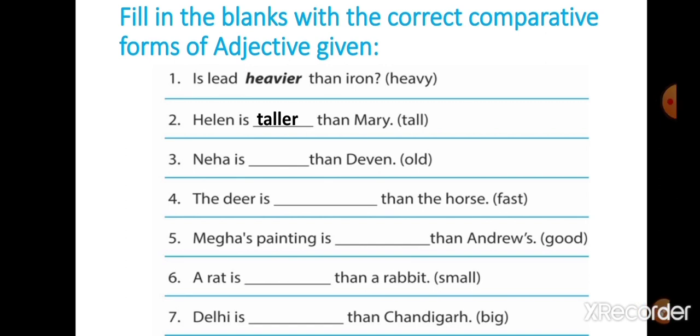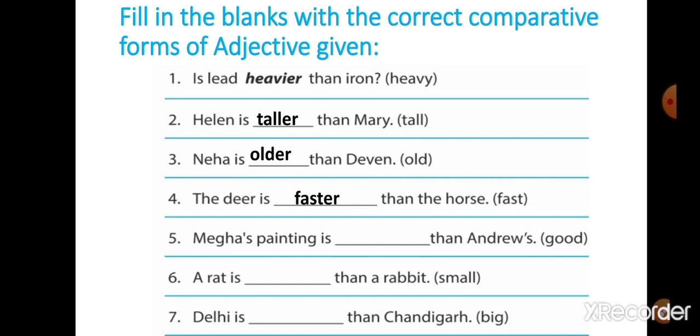Very good. Neha is dash than Devan. Old. What will be the comparative of old? Older. The deer is dash than the horse. What will be the comparative of fast? The deer is faster than the horse.